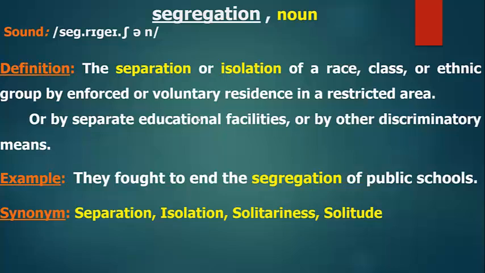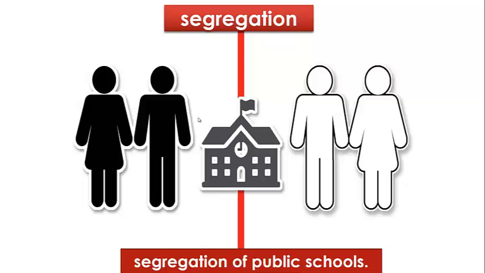Like in the United States, in the old history, they used to segregate, differentiate between the black people and the white people. There were separate schools for black and separate schools for white, and even clubs, separate for white and separate for black people. We have many synonyms like separation, isolation, solitariness, solitude. Antonym: equality or fairness. As you see, as I told you, in the history of the United States, they used to separate between black and white people in most of the governmental institutions like schools, hospitals, clubs, and so on.